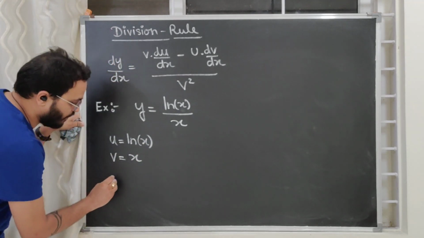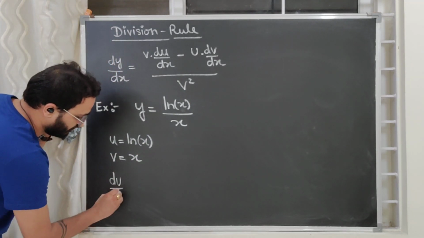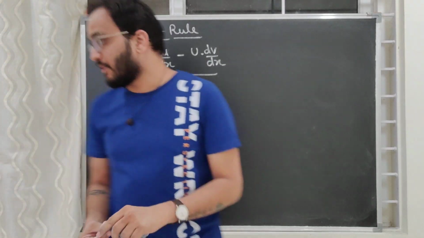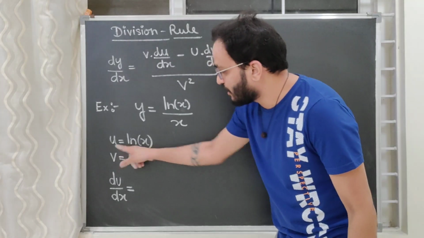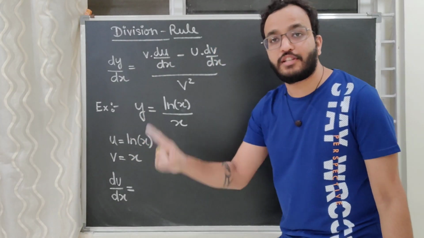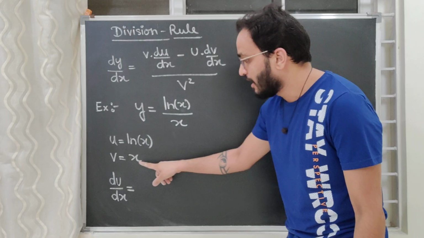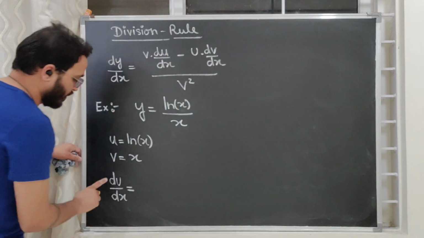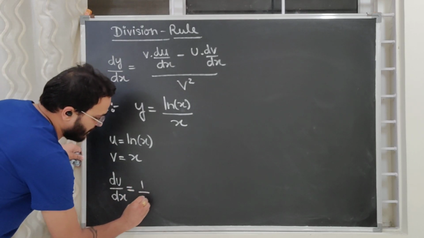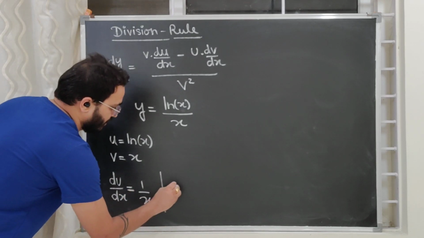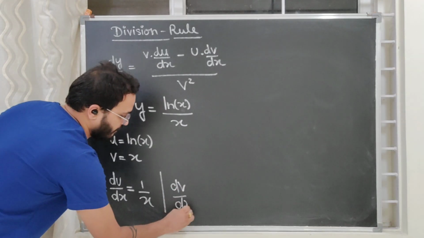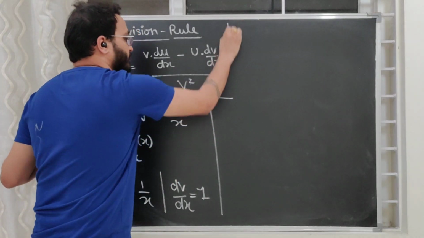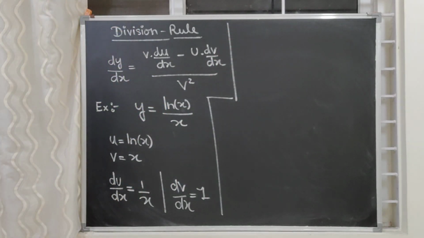Now, what is du by dx? Do you remember the value of du by dx? Here, if u is ln x, what is the differentiation of ln x? The differentiation of ln x is 1 by x, right? And the differentiation of x is 1. So we will write down both the values. Differentiation of ln x will be 1 by x, and differentiation of x will be 1. We have discussed all these values already.